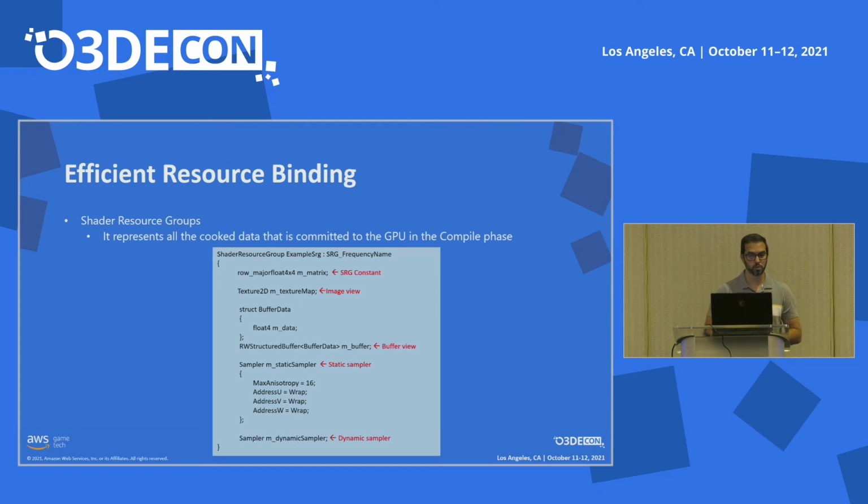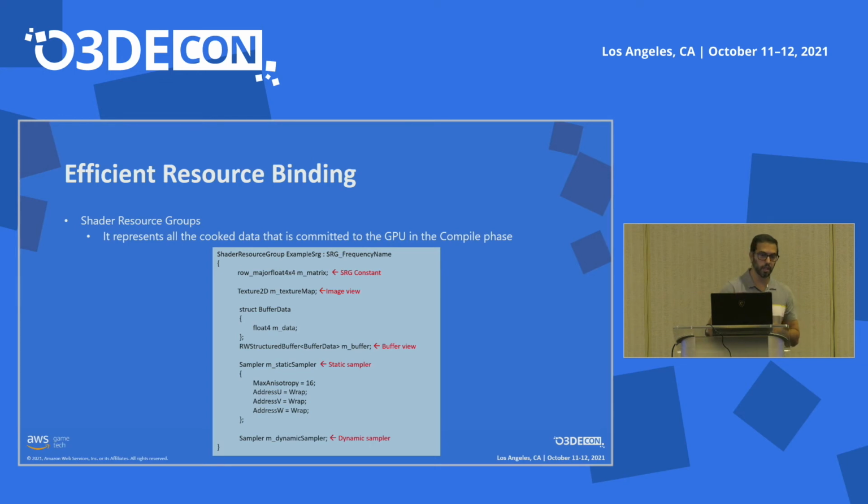So shader resource group is essentially, this is an example of a shader resource group. These are all the variables that your shader function kernel will use. You define your loose data in a shader resource group, and they are called SRG constants. Then your textures, any buffers you want to use, static sampler, dynamic sampler. That's how you would declare your SRG data in an AZSL shader. And then you can use it in the shader as is. So you basically go example SRG dot m_matrix, and then you can use that.